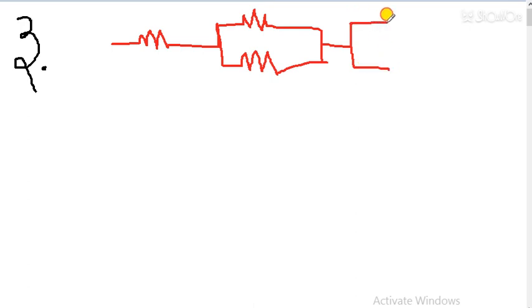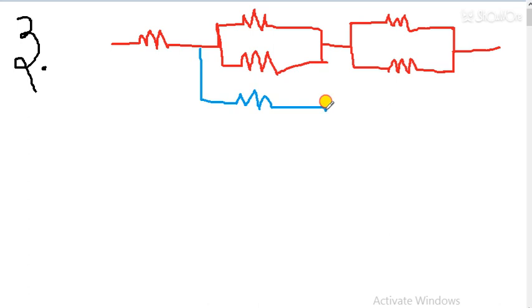So all the resistances here are of 10 ohm. Just wait. Wait for a minute students. So I have to find the resistance between point A and B. So this is point A and this is point B.